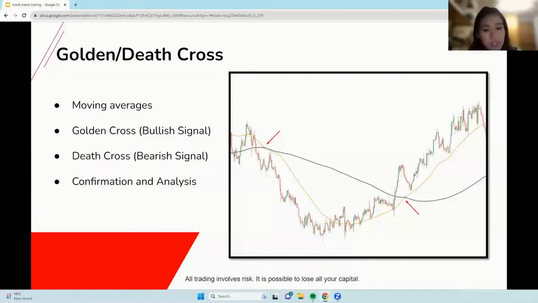My last point is confirmation and analysis. It's important to note that these signals are not foolproof, so you should be using them in combination with the different technical analysis tools as well, like Ichimoku, and a couple of indicators that we're going to talk about in the next few slides.